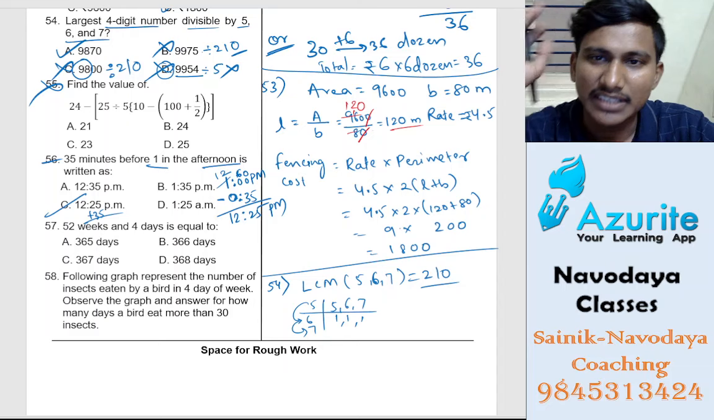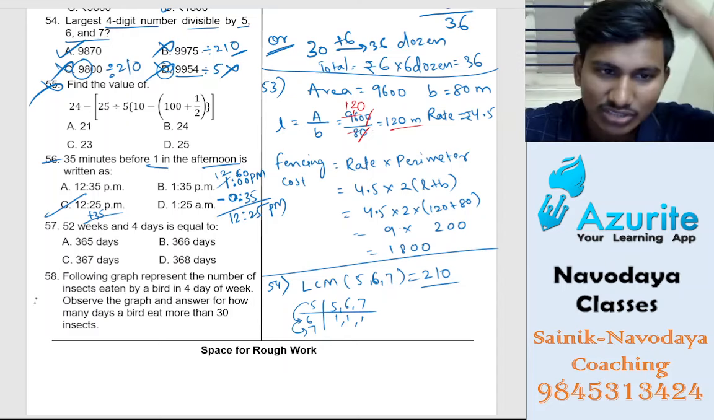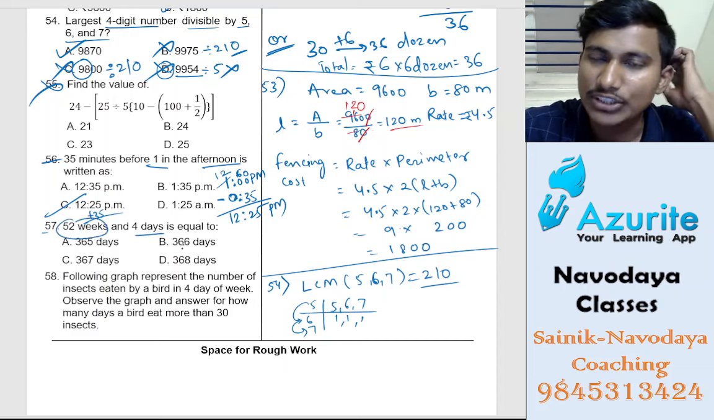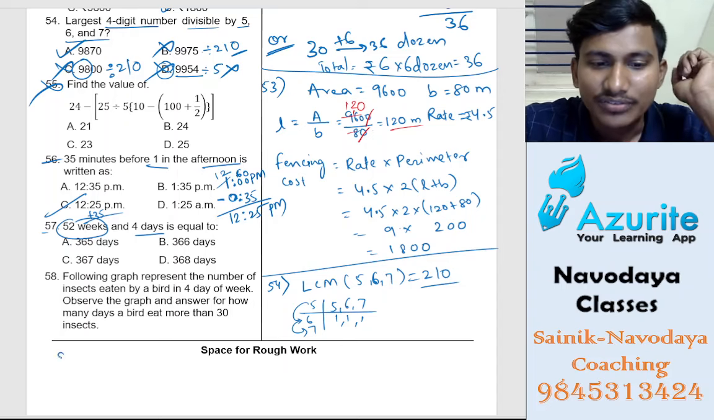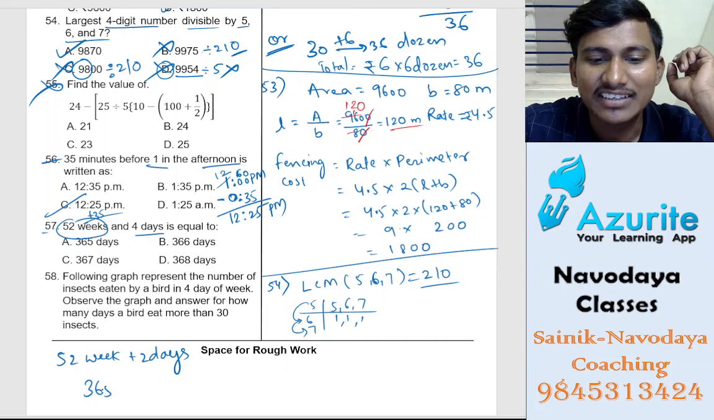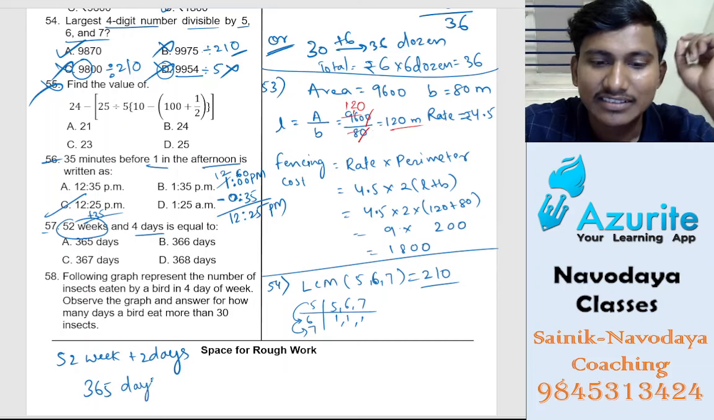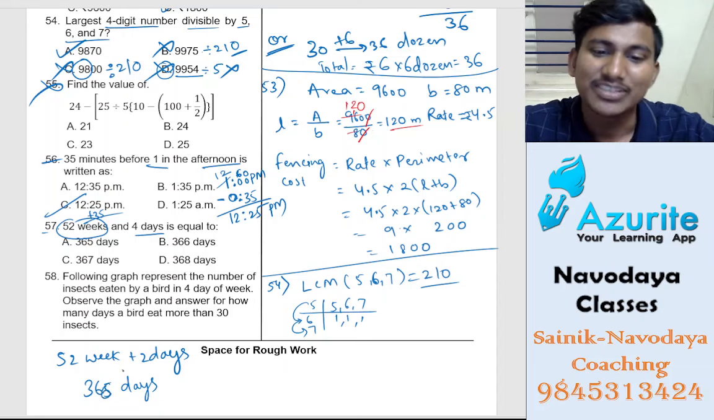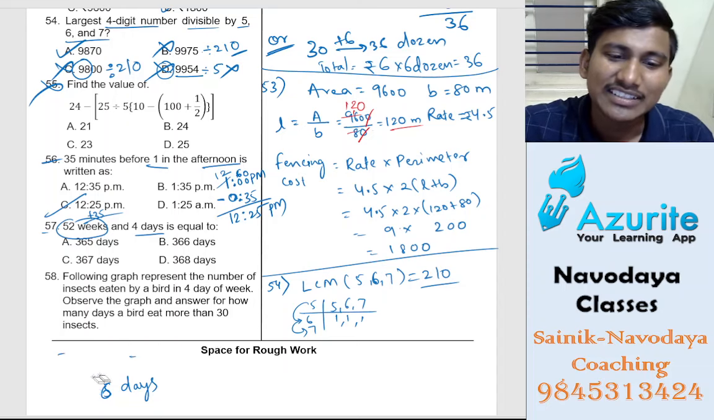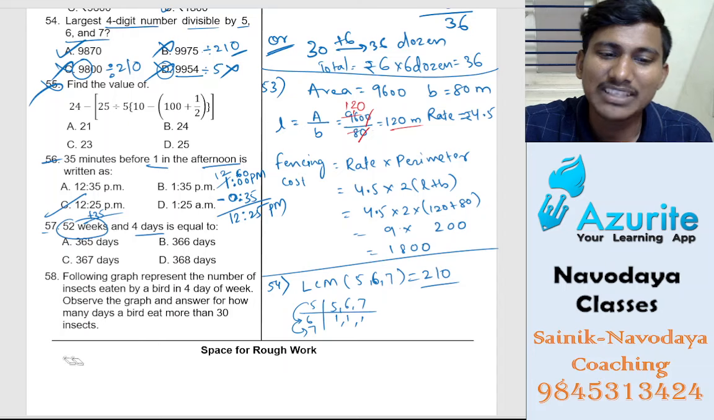So see here, question 57. What is the question here? 52 weeks and 4 days. 52 weeks and 2 days, how much is it? That is 365 days, right? So if you add 4 days, that is 366 days. Otherwise, if you are getting confused, 2 more days means it will be 368.